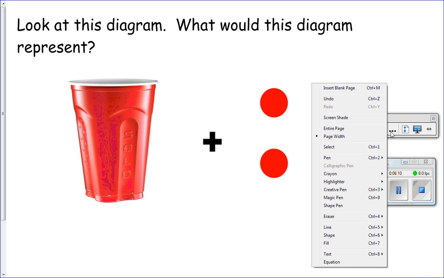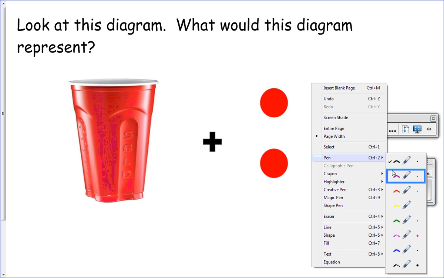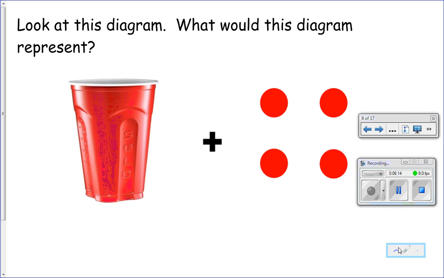Well, let me set up my pen here. And we have said that you can use any letter as a variable. Well, N is a pretty popular letter, so we'll say N because we have only one cup. Okay, plus means plus. How many counters? We have 4. So N plus 4.